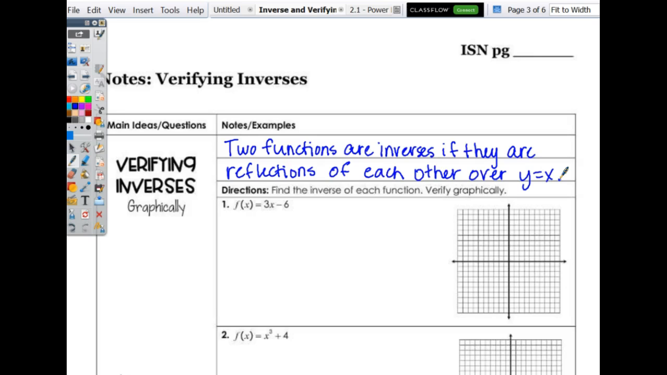So we can verify inverses graphically and algebraically. Graphically, that means they're going to reflect over the line y equals x.